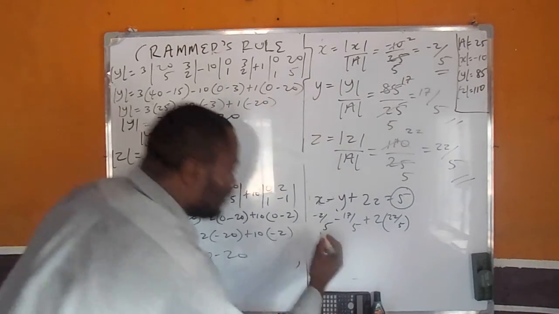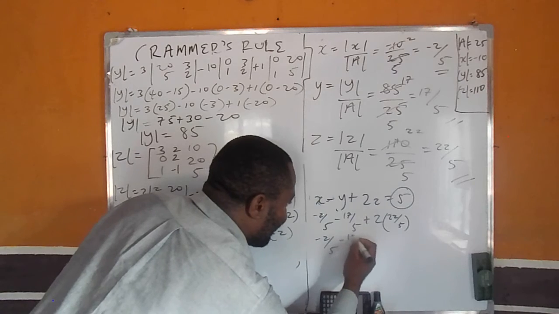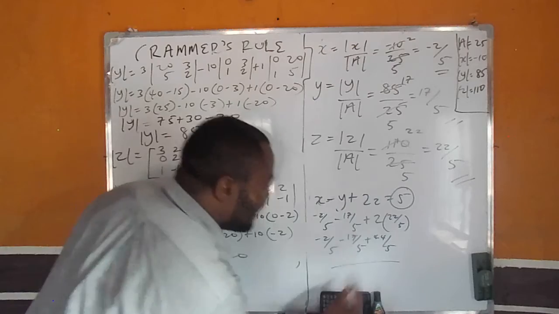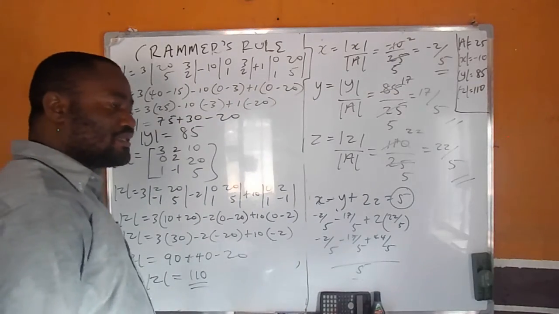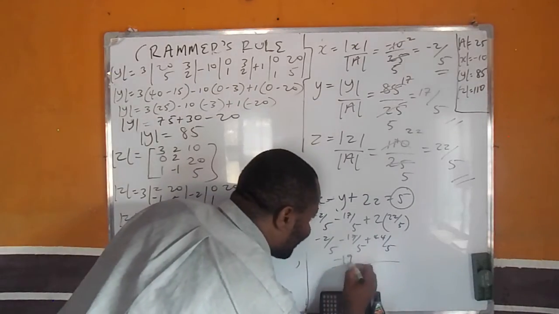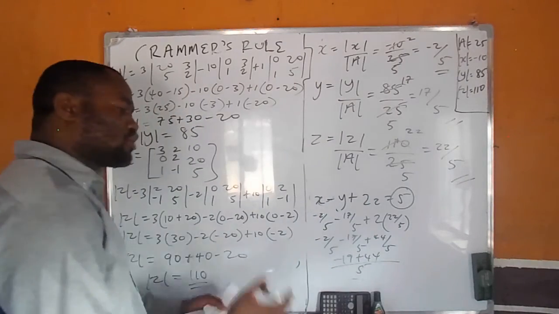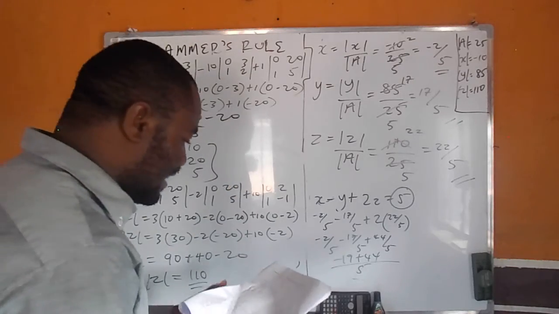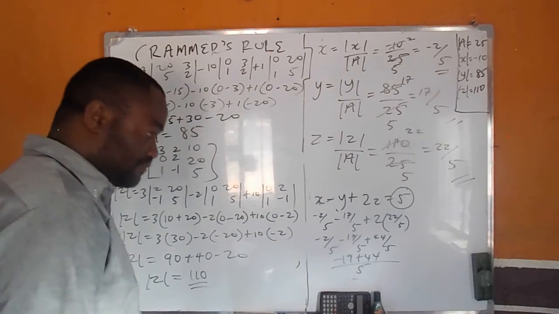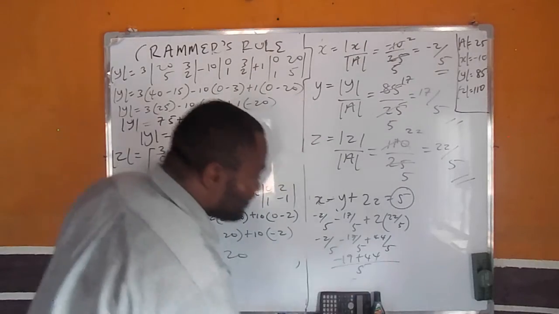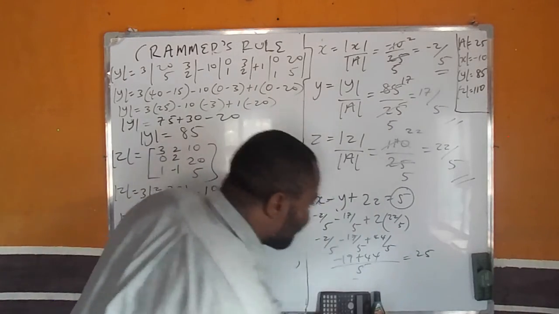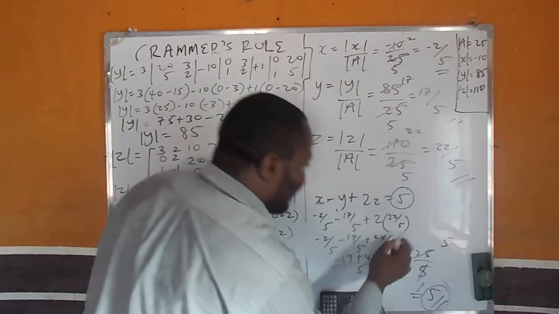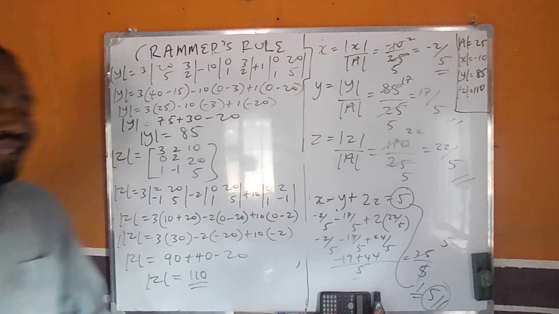When you solve this, you will see negative 2 all over 5 minus 17 all over 5 plus 44 all over 5. So you still have it over 5. Then you have negative 19 plus 44. When you solve this, what do we have as your final answer? Negative 19 plus 44 will give you 25, divided by 5. 5 here 1, 5 here 5, which equals 5 that you got here. Which shows that the answer is correct.